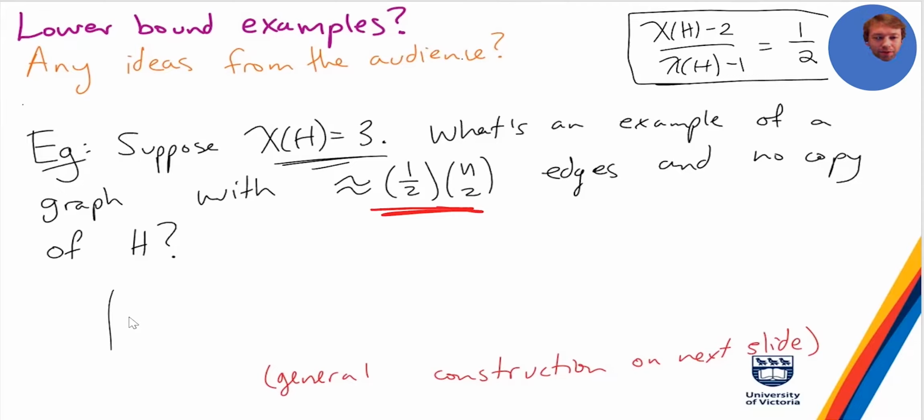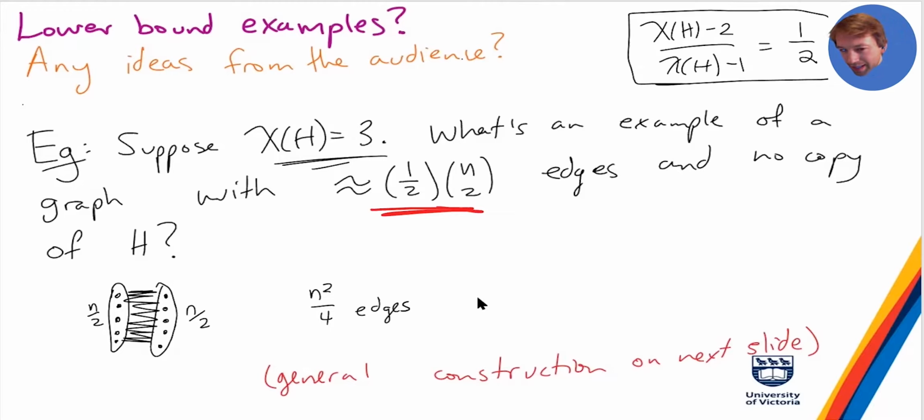Just like with the case of K3, the triangle, if I make a bipartite graph where I split the vertices roughly in half and put all the edges across, we've looked at how many edges this has, right? If I have about n over 2 here and n over 2 here, I get n squared over 4 edges.